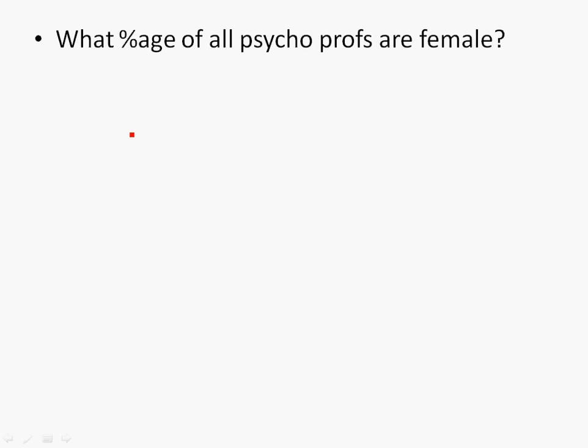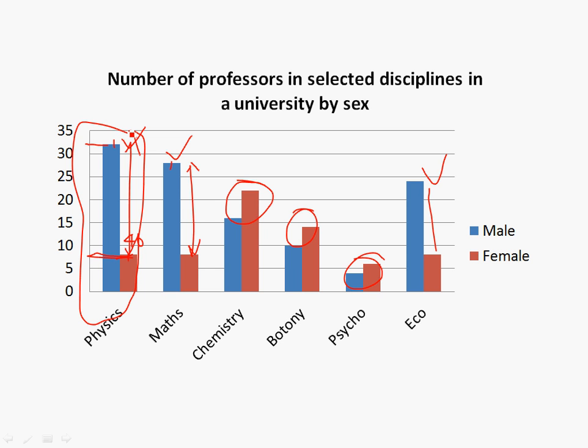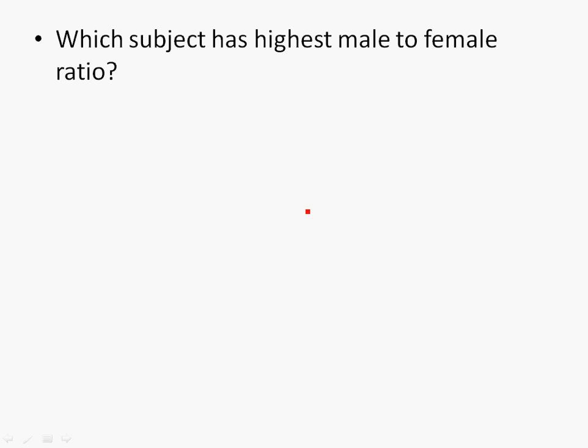What percentage of all psycho professors are females? Again, 30 seconds for this. This can be easily done by this graph. Males are how many? 4. Females are 6. Total would be 10. So 6 by 10 is equal to 60%. So here the answer would be 60%.